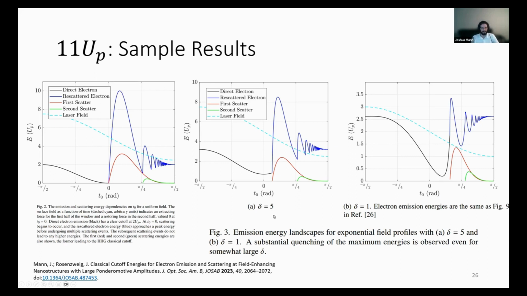If we increase the field gradient somewhat, in this case, delta equals 5, with delta being infinity equating to a uniform field, so this is a slightly perturbed field, we can see that the peak energy only goes up to maybe about 8.5. So we're sort of quenching the amount of energy we can get from the system by including a field gradient. And then if we go up to a field gradient corresponding to an adiabaticity parameter of 1, which would be a really insane field, we get quenching of energy down to maybe like 3.3 times the ponderomotive potential. So including this field gradient can be quite important.